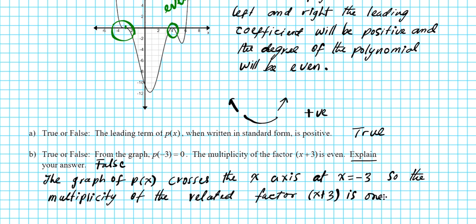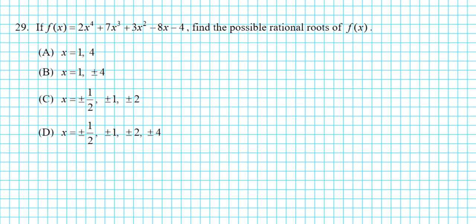What kind of number is 1? Odd or even? 1 is an odd number, okay? So anytime a function cuts the x-axis, the multiplicity there is always 1, which is odd. But if you have a touch and go situation like here, the symmetry is going to be even, okay? Which is 2.